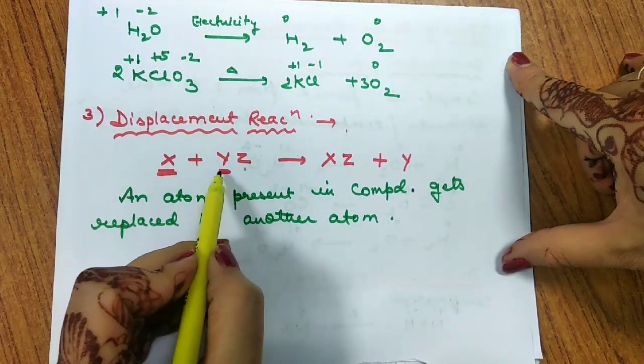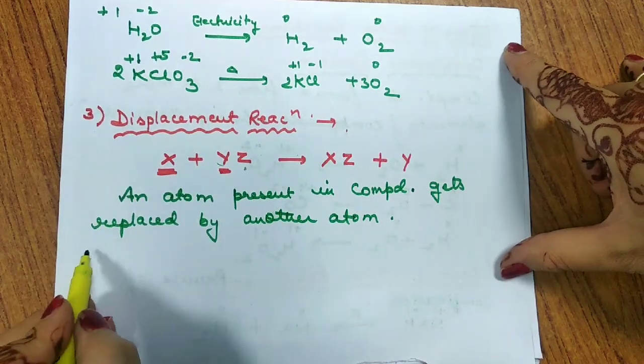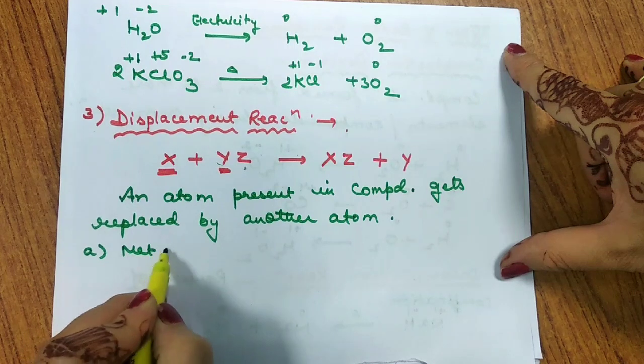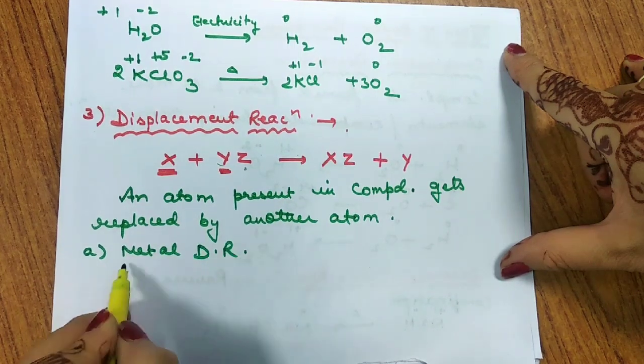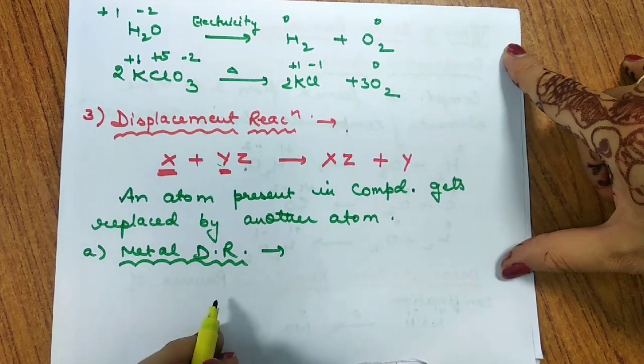Okay, so this Y gets displaced by X. So we have two categories of this displacement reaction. One is metal displacement reaction. What does it stand for? It says that when a metal displaces another metal.